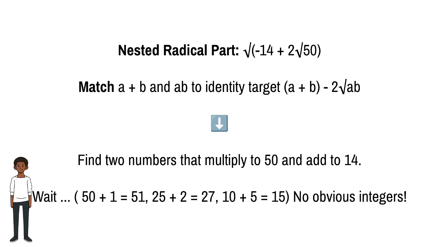But wait a minute. Let's check our multiples of 50. 50 and 1 add up to 51. 25 and 2 add up to 27. 10 and 5 add up to 15. There are no clear integer solutions to this matching puzzle. This suggests that the nested radical approach with integers won't yield a simpler exact result.